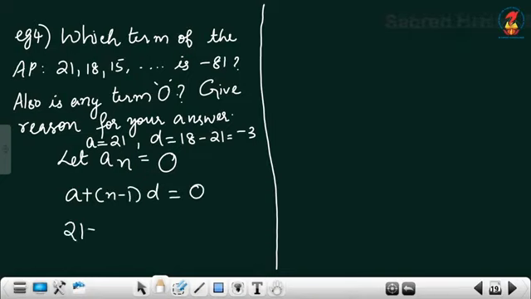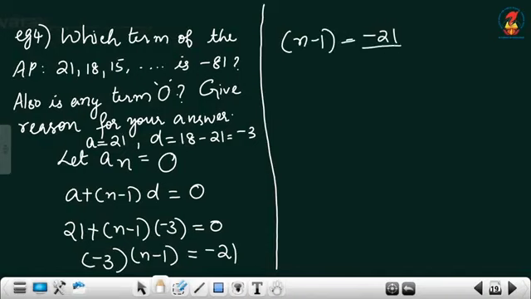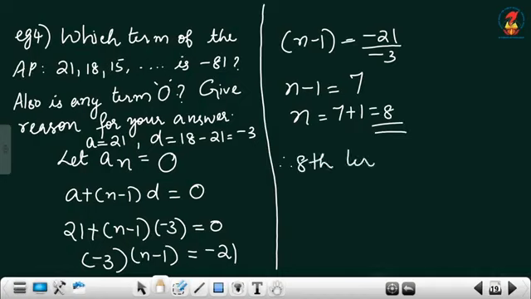A is 21 plus N minus 1 into minus 3 equal to 0. So, minus 3 into N minus 1, we are keeping the second term here and taking the first term to the other side, minus 21. So, N minus 1 is equal to minus 21 divided by minus 3. So, N minus 1 is equal to 7. So, N is equal to 7 plus 1, 8. So, the 8th term is 0. Therefore, the 8th term is 0.